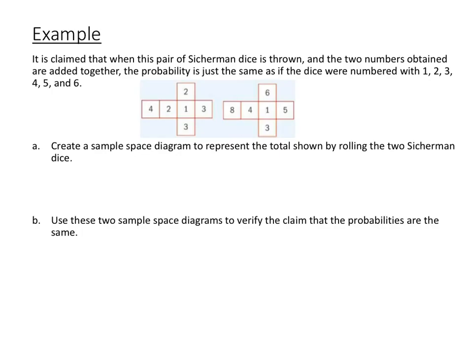So then for this example, they're saying that it's claimed that when you throw this pair of Cyckerman dice, the numbers obtained when they're added together have the same probability as if you throw 2 normal 6-sided dice, so the sample space that we had previously. So we have 2 dice here that look like this, and so we want to create a new sample space diagram that represents throwing the total of these 2 Cyckerman dice. And then once you've done that, answer part B: use the sample space diagram we used on the previous slide for the 2 regular 6-sided dice, and then this one for the 2 Cyckerman dice, and decide whether or not the probabilities are the same.